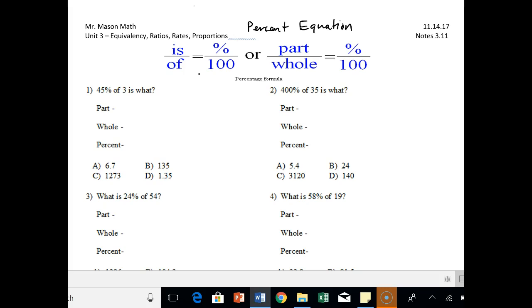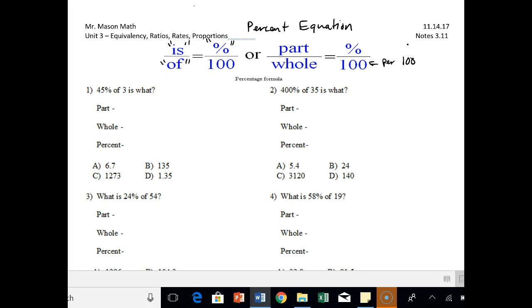Now, the only problem is that sometimes this percent equation can be a little bit tricky because you have to know where to plug in stuff. For instance, if you hear the word is or of, you should know that the word is means it's a part of something, and of means it's a whole of something. And then if you hear the word percent or see the percent sign, it's percent of something. 100 will always be in the denominator of the second ratio. Why? Because a percent of something is per 100. That's literally what percent means.